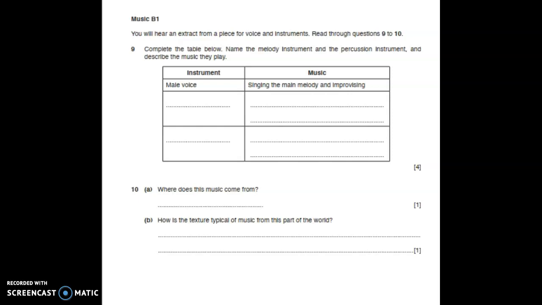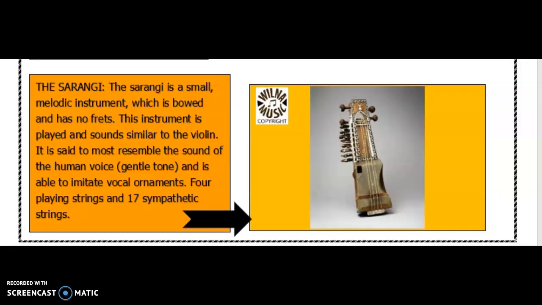Here sounds like a violin. So let's look at that instrument and the percussion instruments. Now, this is the melodic instrument that I heard, and this is the sarangi. The sarangi is a small melodic instrument which is bowed and has no frets. This instrument is played and sounds similar to the violin, and I heard that it sounds like a rough violin.